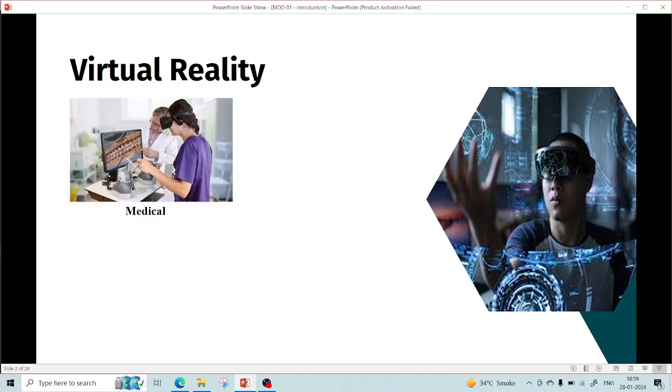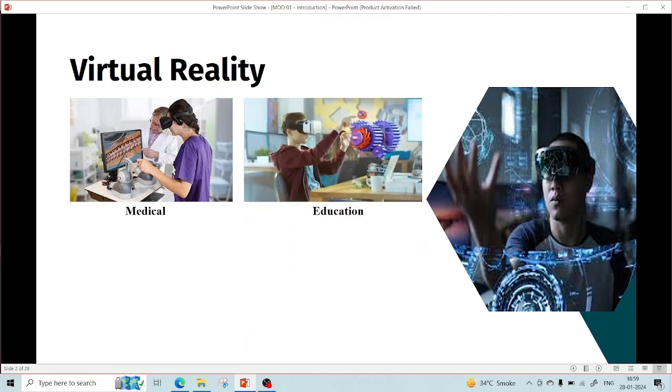So, starting with the basics, other than entertainment and gaming, virtual reality has vast applications in the medical industry, where you can train doctors or students in the medical field. It's also useful in the educational domain, to learn new things and to make students aware of the advanced technologies which are coming in the future.